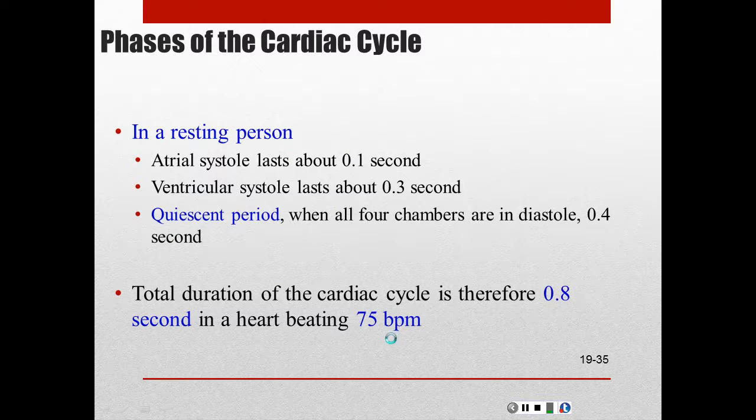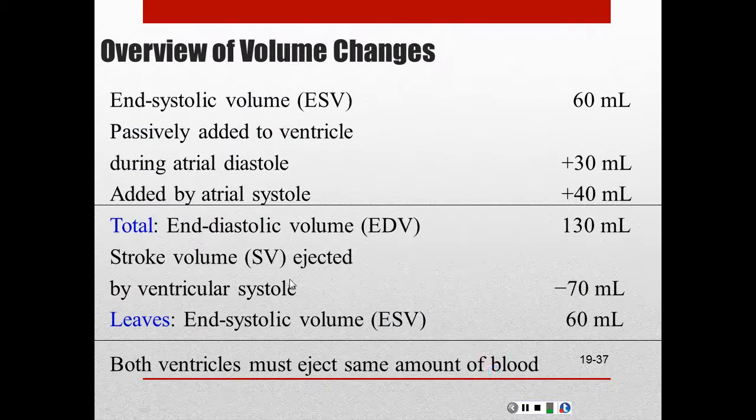Now, in a resting person, atrial systole lasts about 0.1 second. Now, the ventricular systole is approximately 0.3 seconds, and the quiescent period is 0.4 seconds. A total duration, therefore, is 0.8 seconds in the heart beating at 75 beats per minute.